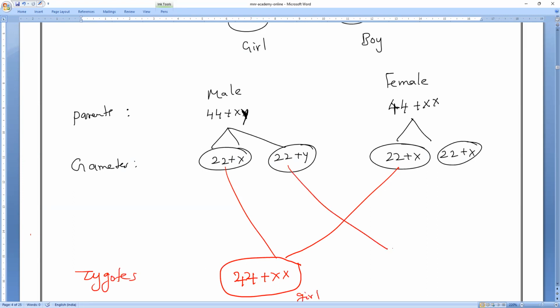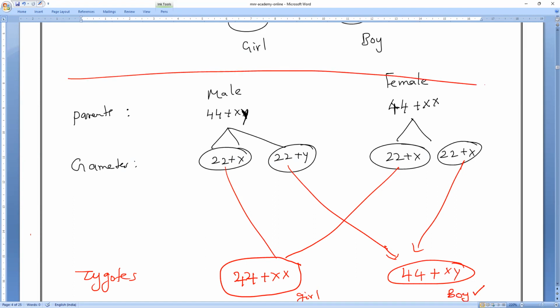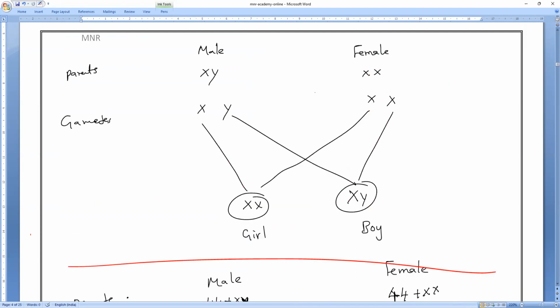Okay. If 22 plus Y is fertilizing with the 22 plus X, we'll get 44 plus XY. So this is what? Actually, boy. So remember this. This is the general idea in your NCERT book.